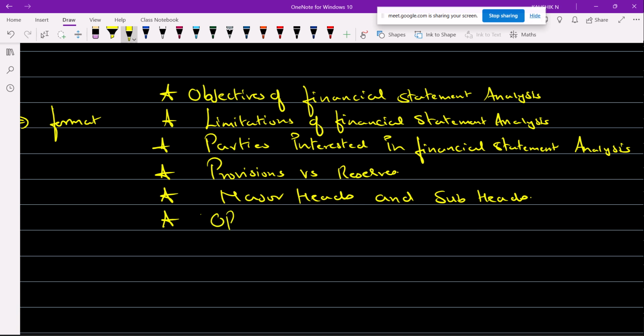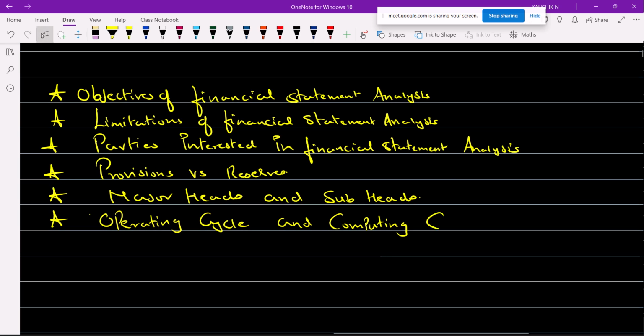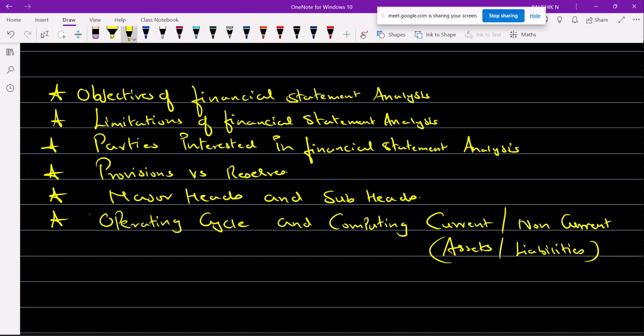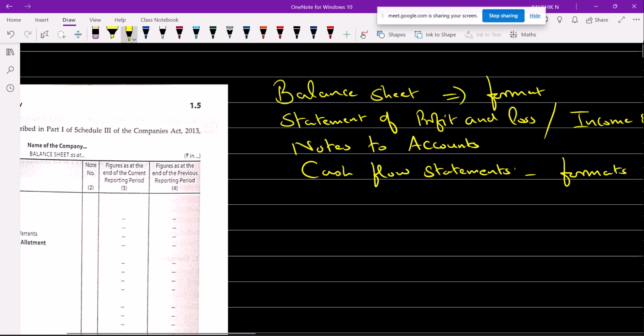So the next one is all about operating cycle and computing current or non-current assets or liabilities. So these are the things which you are going to learn from chapter number 1 in part B.